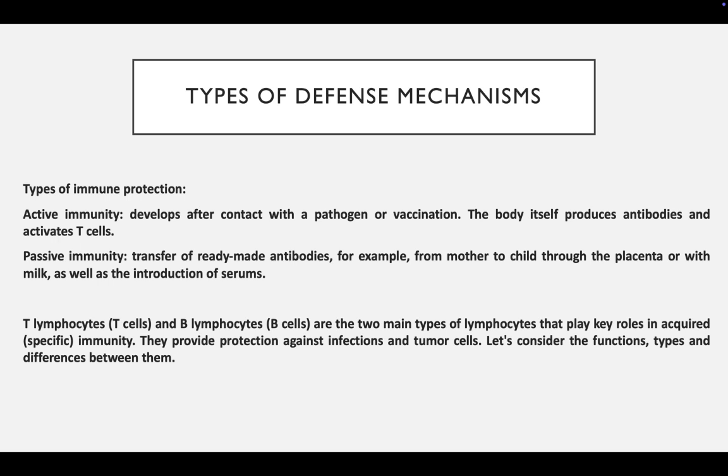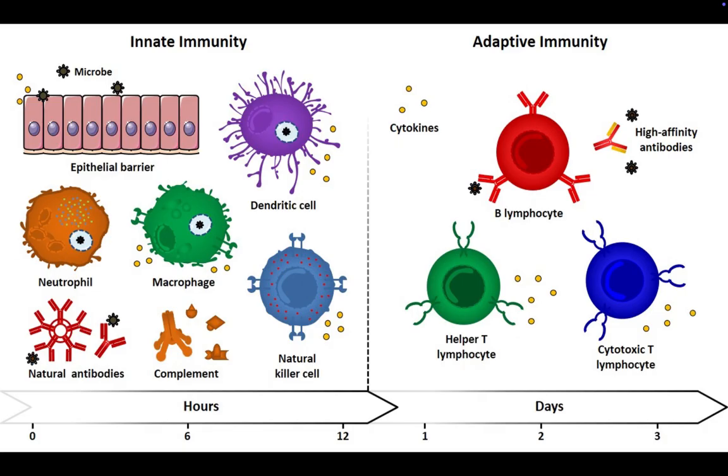Now, T lymphocytes are divided into other categories. We have T killers, T helpers, T suppressors. What else? T memory. Is it all? Okay, what is the function of T killers? To kill. Whom?